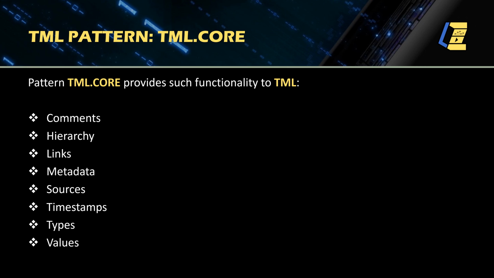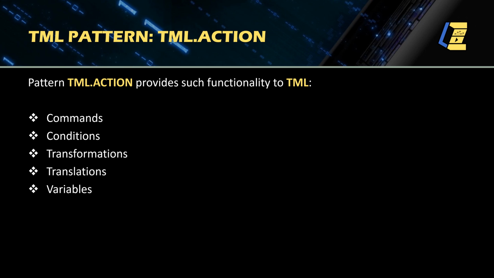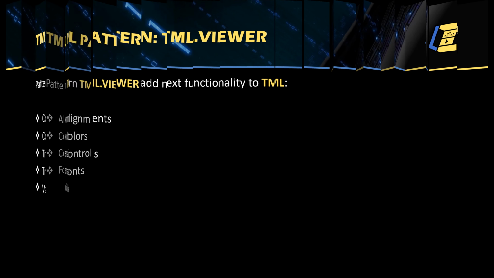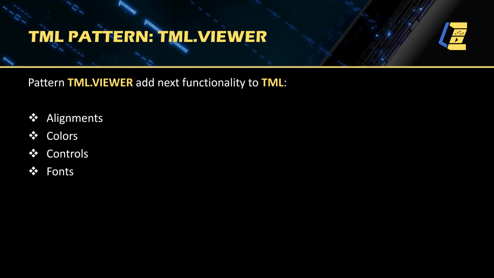TML pattern. TML.action. Pattern TML.action provides such functionality to TML: commands, conditions, transformations, translations, variables. TML pattern. TML.viewer. Pattern TML.viewer adds next functionality to TML: alignments, colors, controls, fonts. How to write new TML patterns? This library is in development.